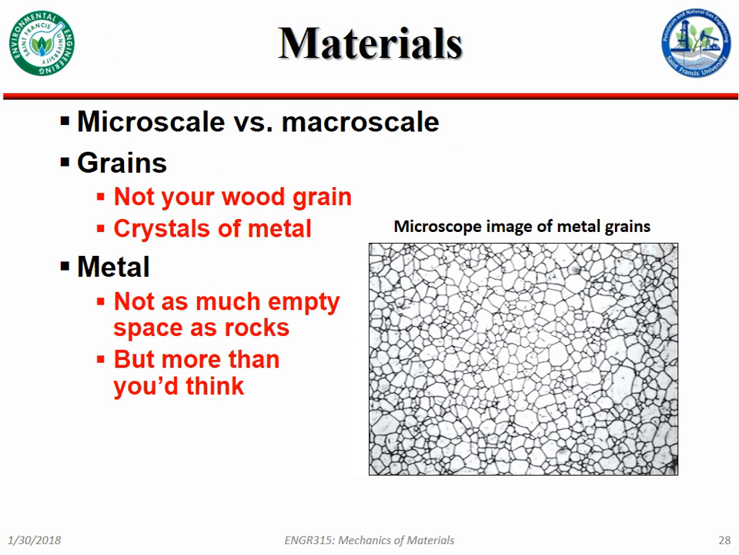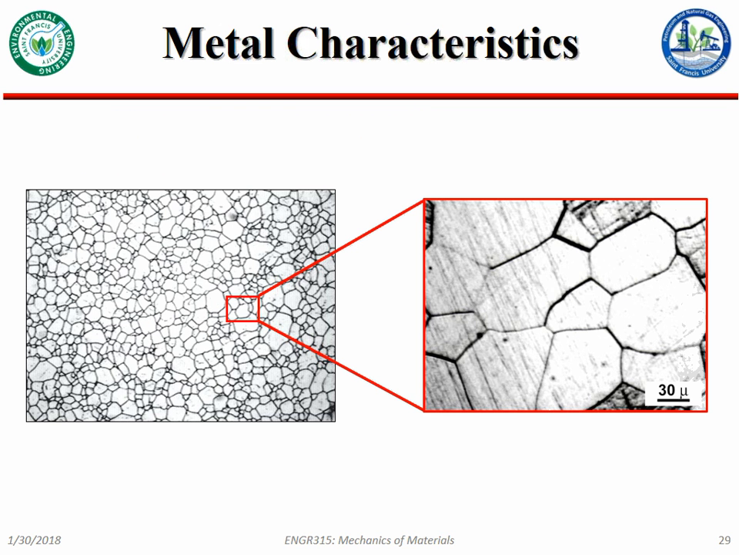Cool. So this is just what I was talking about before. This is a microfilm of a piece of metal. Probably looks really similar to a rock, right? And this is what is the cause of the strain hardening that we were talking about before.